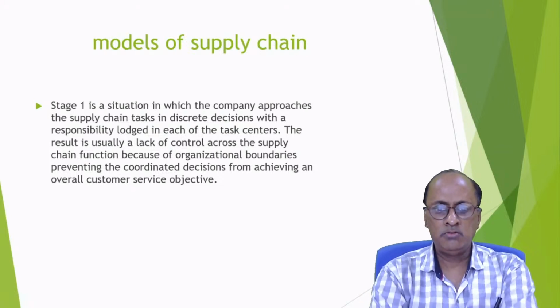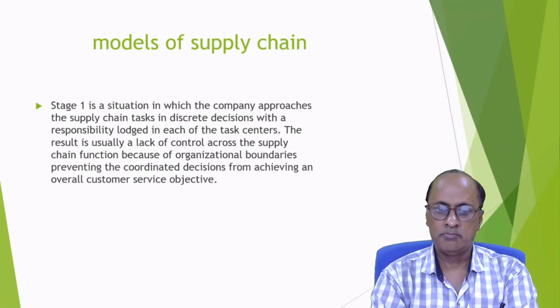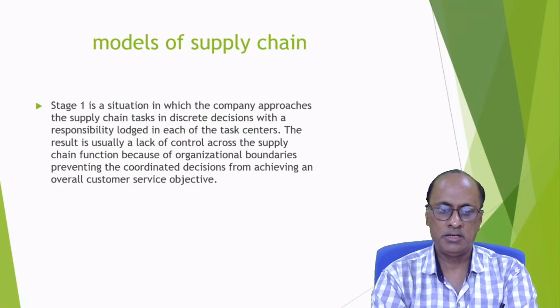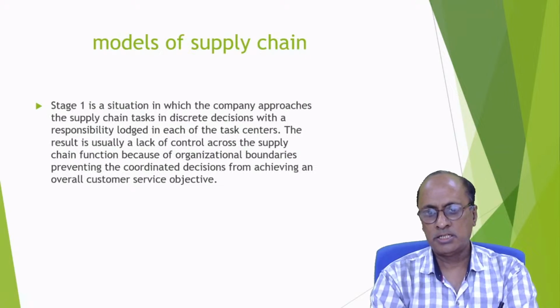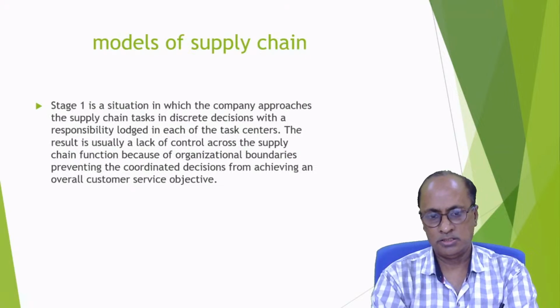So in stage one, the company approaches the supply chain task in a discrete, mutually exclusive manner, with a fixed responsibility given to each of the task centers in the supply chain. And here the great challenge is lack of control across the supply chain function because of the organizational boundaries. Here, a manufacturer has no control over the suppliers, because the supplier is an external entity, thereby preventing coordinated decisions.